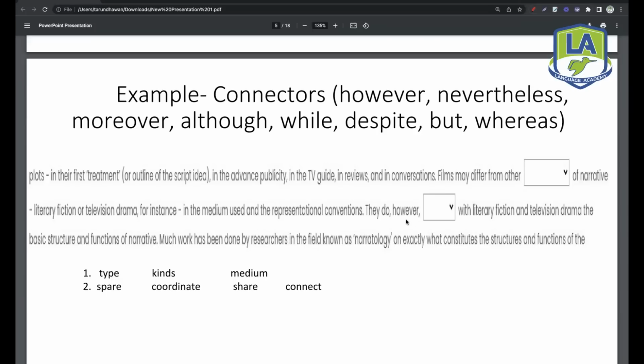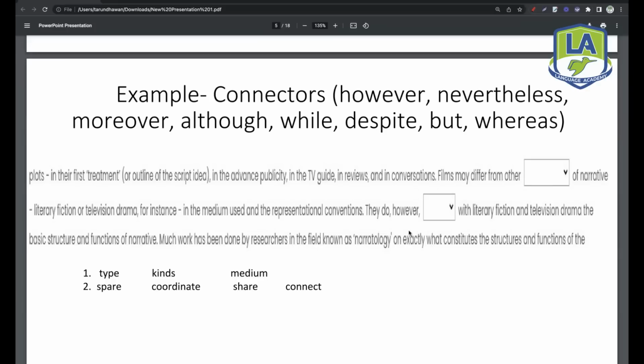Then in the next sentence, we have however. The correct way of reading the connectors is whenever we have a connector between two commas, we should read it at the beginning of the sentence. For example, however, they do dash with literary fiction and television drama, the basic structure and functions of narrative.